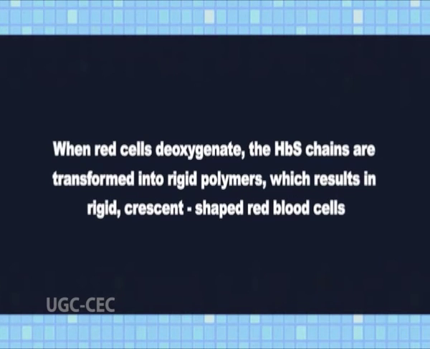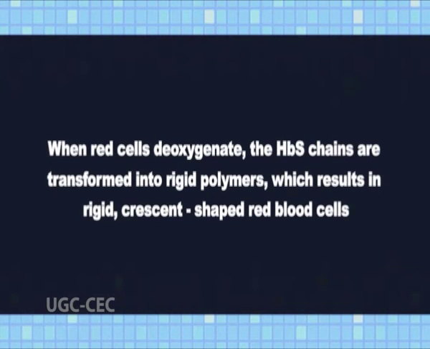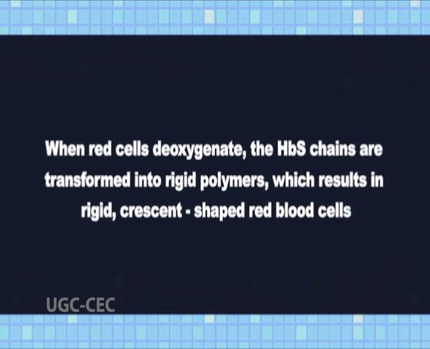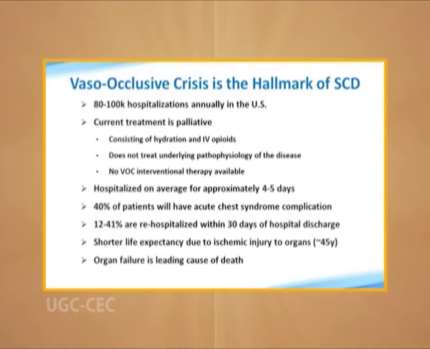When red cells deoxygenate, the hemoglobin S chains are transformed into rigid polymers, which results in rigid, crescent-shaped red blood cells. These sickled cells are unable to flow freely through the small vessels, which results in pain and ultimately vaso-occlusion and infarctions in multiple organ systems. Pain, infection, and bone infarctions are hallmark clinical presentations of sickle cell disease, along with varying degrees of anemia.